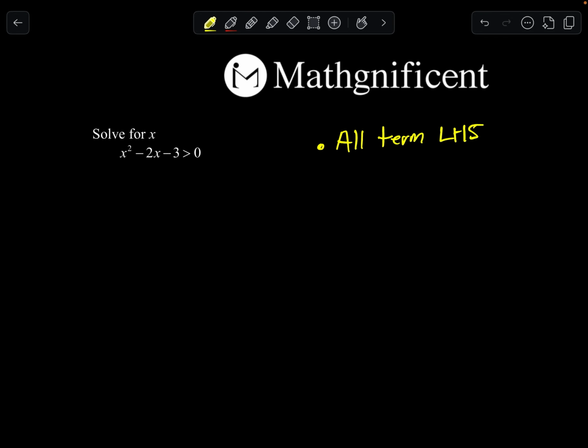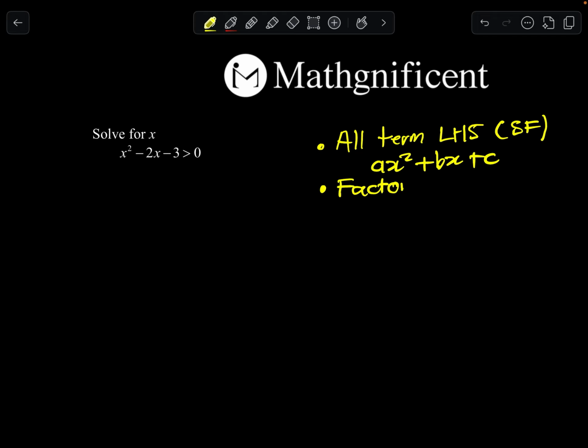Generally speaking, you move all the terms to one side of the equation, and then make sure that the other side of this inequality is equal to 0. While you are doing that, make sure that you arrange your terms in descending powers of x. Why are we doing that? We want to write this in standard form, which is ax squared plus bx plus c, while the other side is equal to 0.